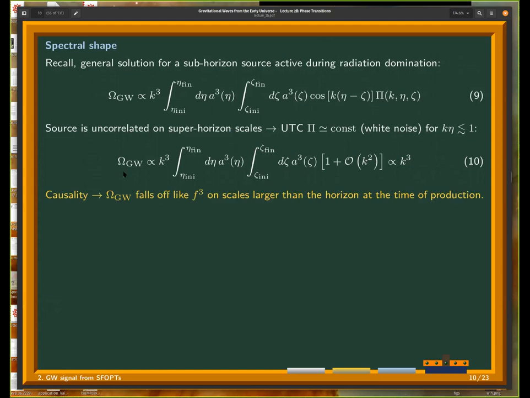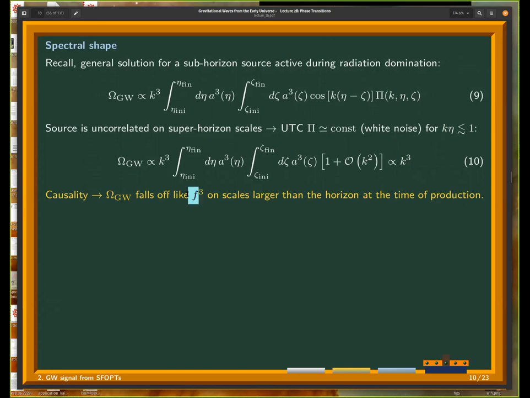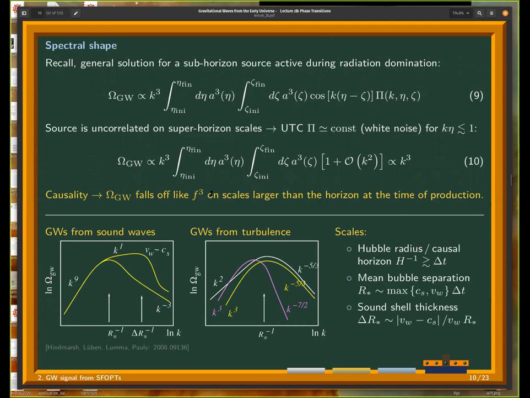So causality tells us that for any such type of source, the gravitational wave signal will always fall off like f to the third power on scales that are larger than the horizon at the time of production. So for very small k values or very small f values, the spectrum will always be f to the third power. But now we can look at what happens if we go a bit closer to the peak.